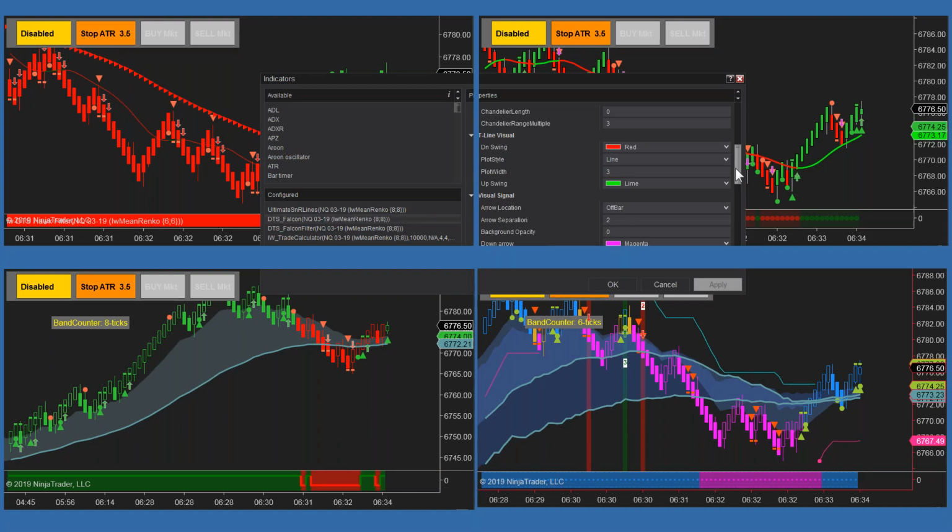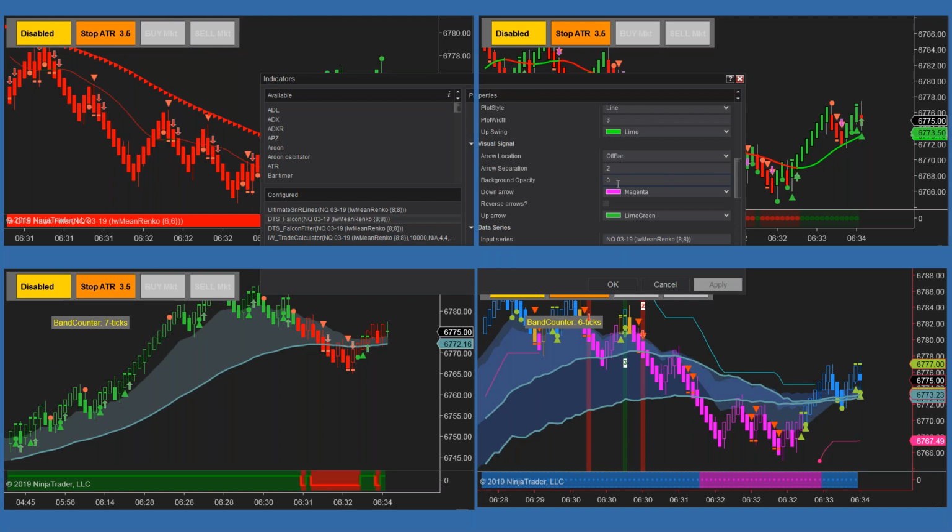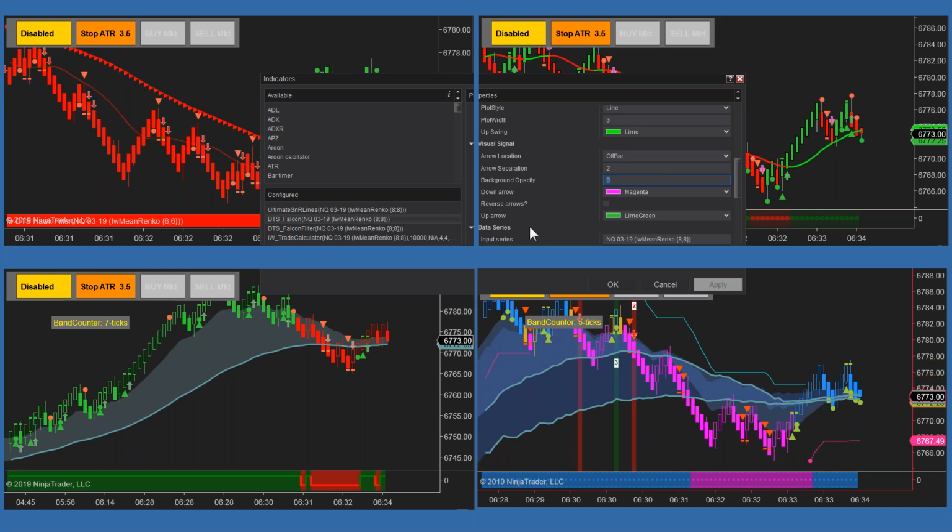And what you want to do is find the background opacity. Yours will probably have a value other than zero. If you turn it to zero, you will make it totally transparent. 10 makes it totally opaque.